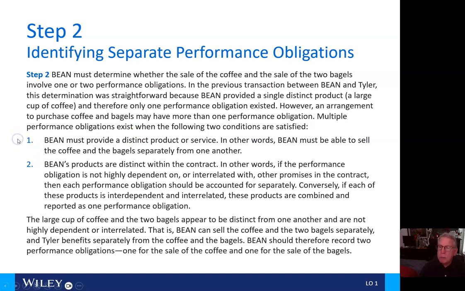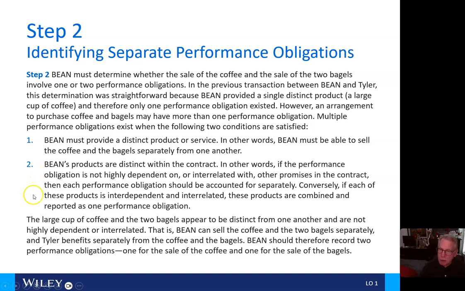Number 1, Bean must provide a distinct product or service. In other words, Bean must be able to sell the coffee and the bagels separately from one another. And number 2, Bean's products are distinct within the contract. In other words, if the performance obligation is not highly dependent on or interrelated with other promises in the contract, then each performance obligation should be accounted for separately.